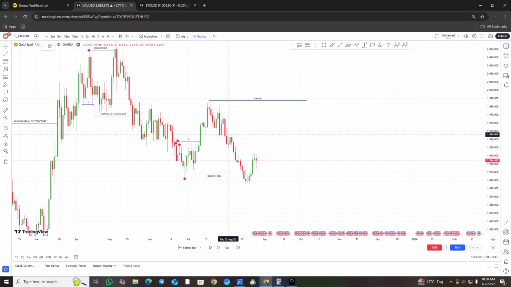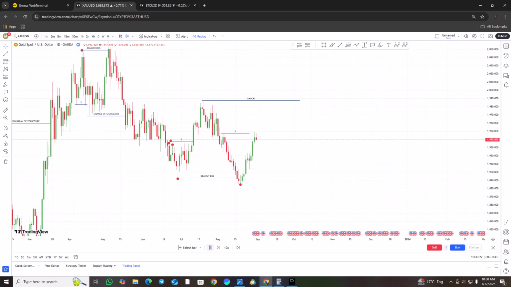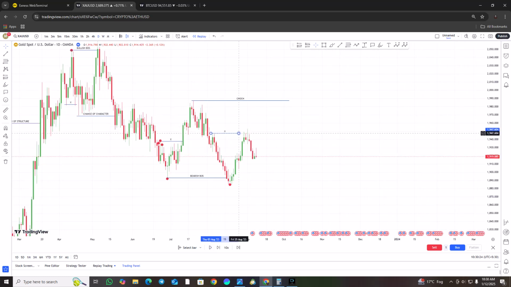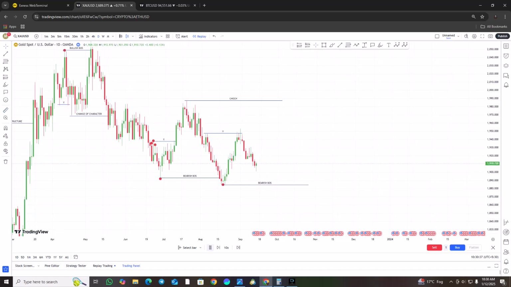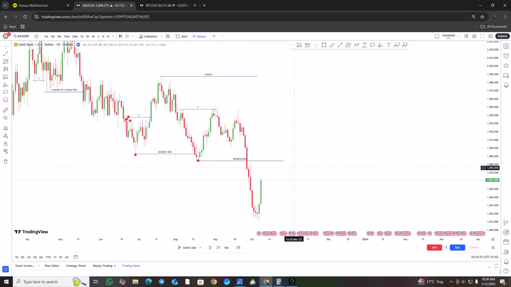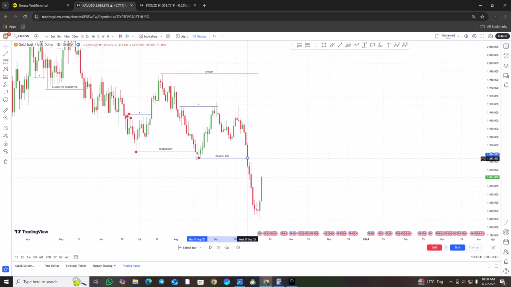The next thing we have to look for is X. X for this low is going to be here. X is nothing but a minor change of character. You see, the X was swept. In case the market comes below this, we are going to consider this as a bearish break of structure. You can see we had a bearish break of structure.